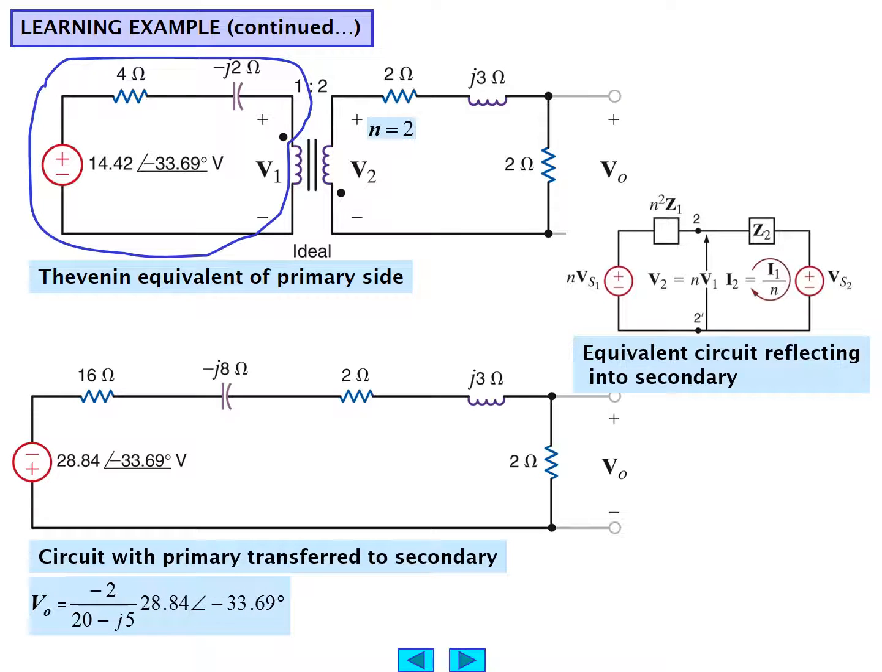V0 then can be found very easily by voltage divider. In this case, by a voltage divider notation, it would be minus 2 over 20 minus J5 times 28.84 at an angle of minus 33.69.